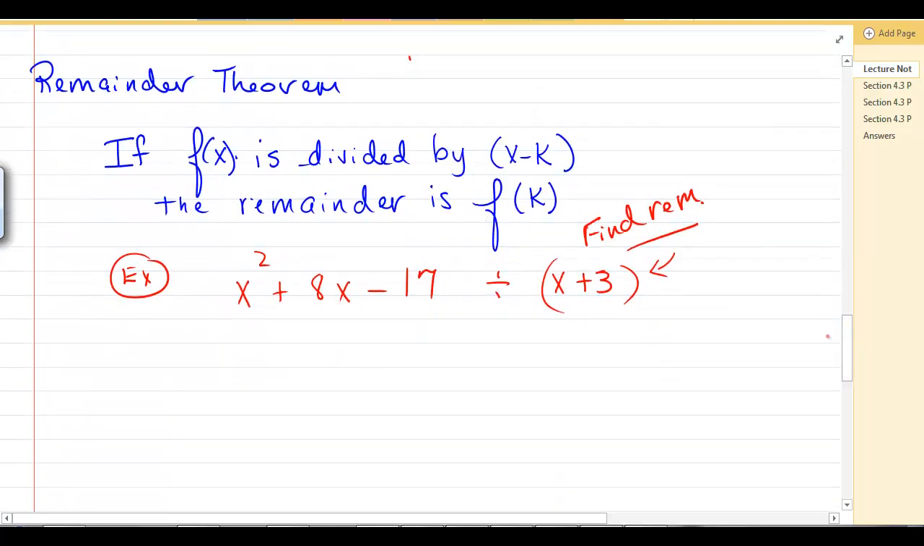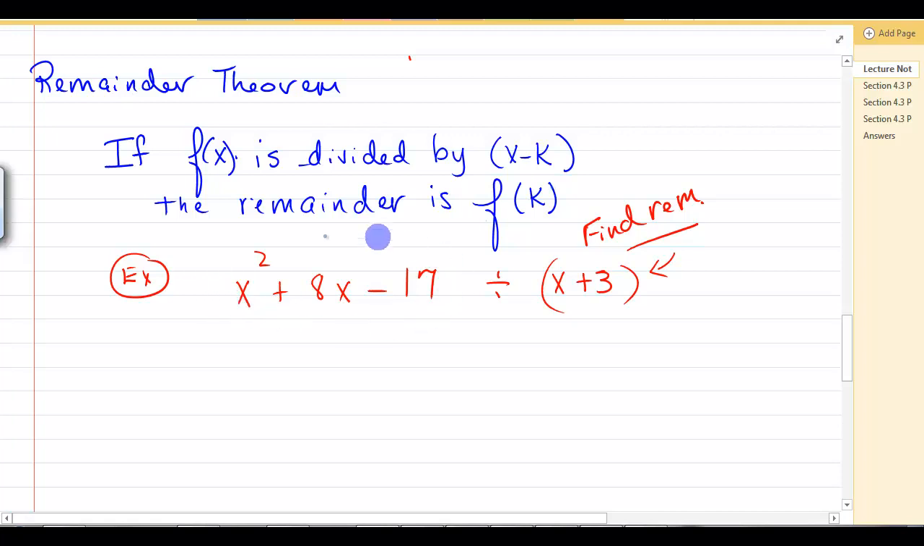All right, the remainder theorem is one that you will see, and it says if f of x is divided by some factor x minus a number, the remainder is f of that number. You don't have to memorize that theorem. You have to understand how it works.